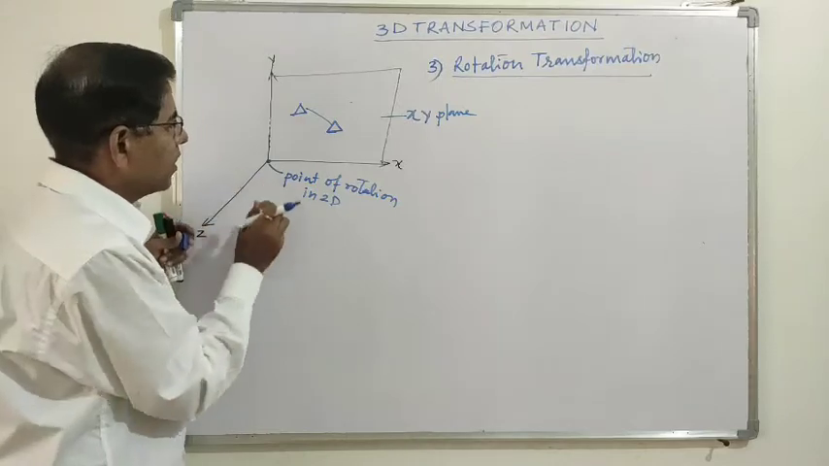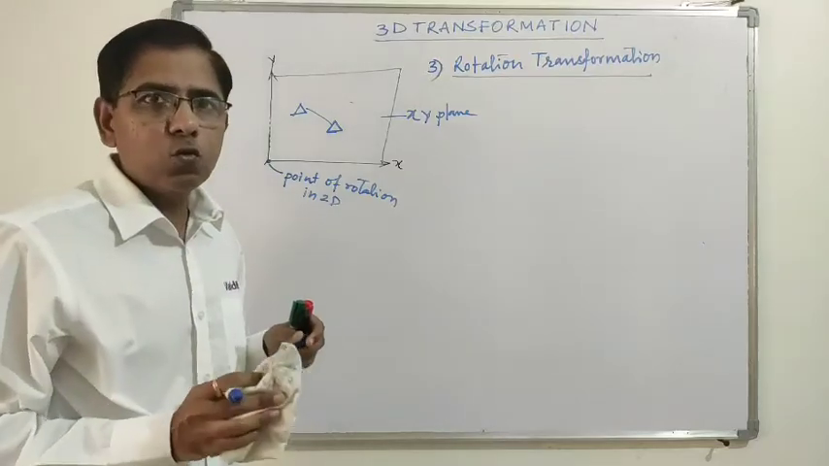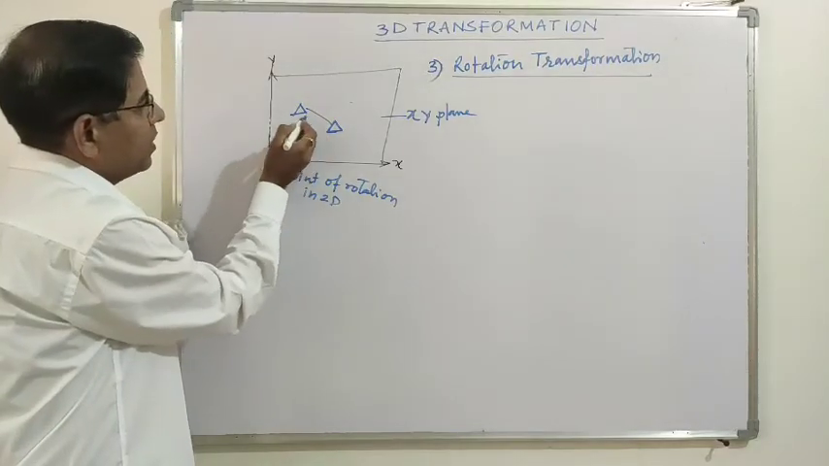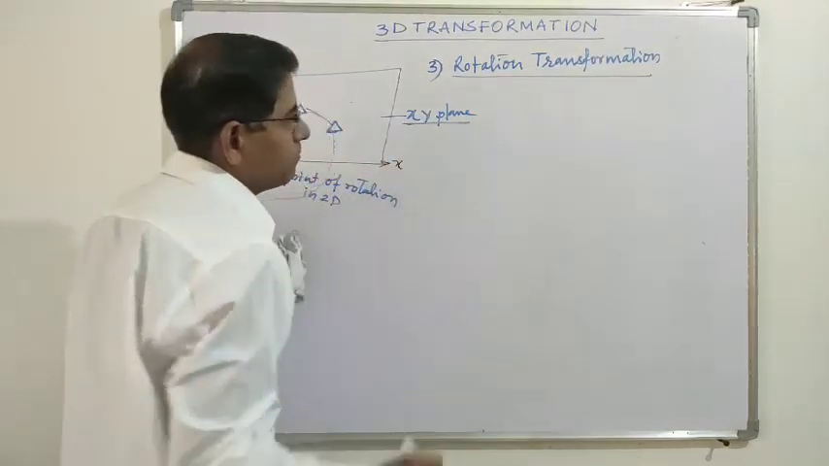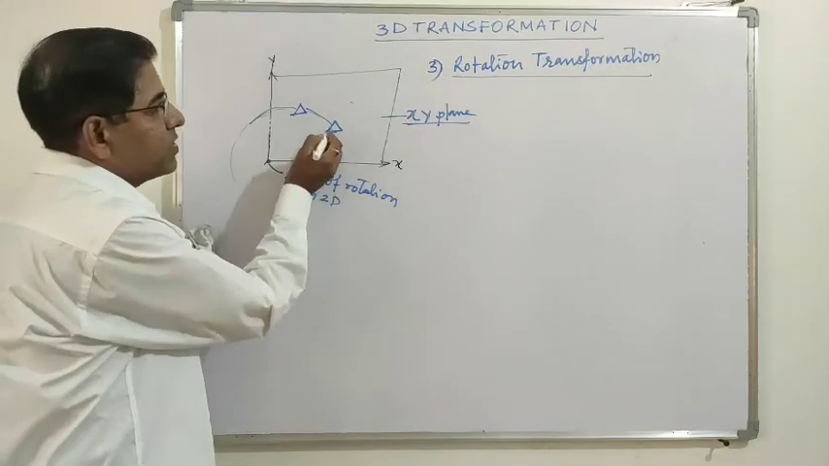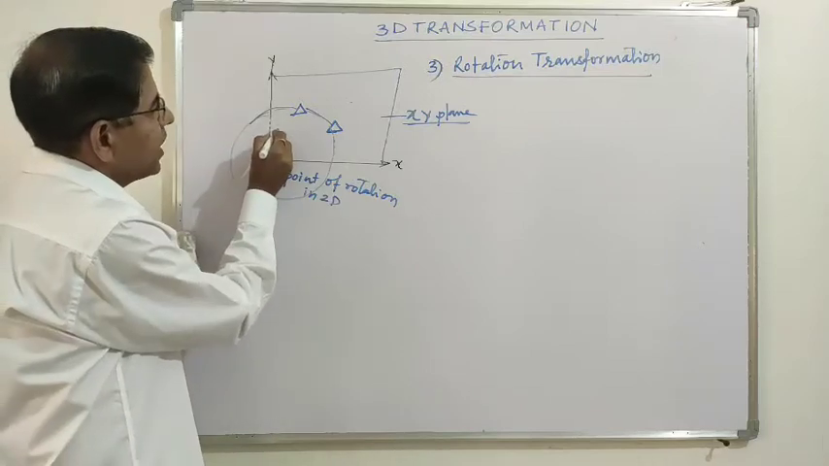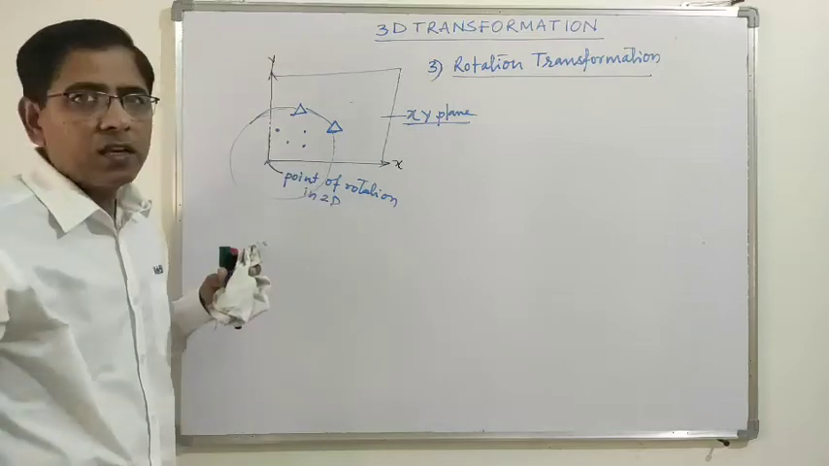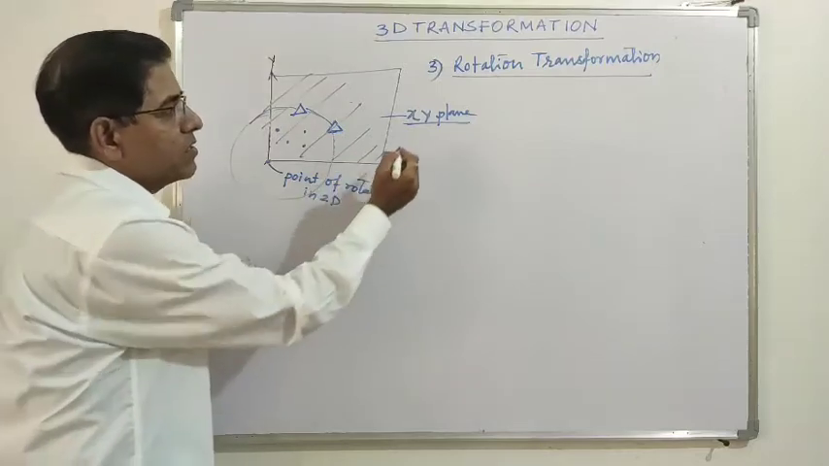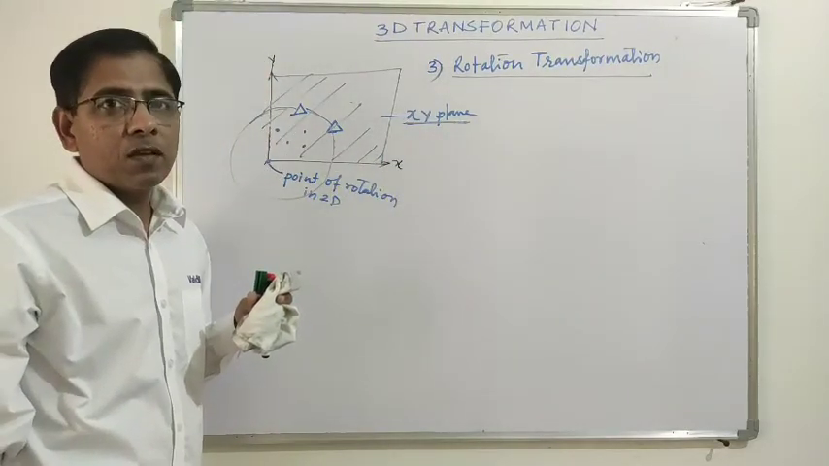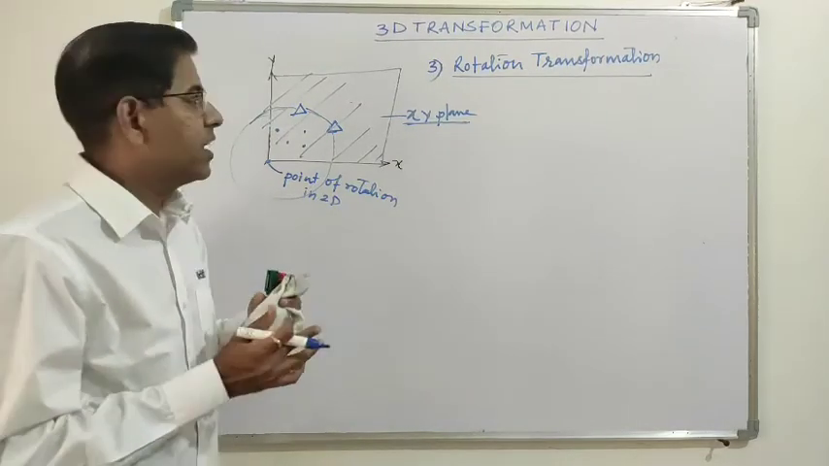Consider that there is no z axis and we are in 2D transformation. So in 2D transformation, the entire rotation was happening in xy plane, and to execute rotation we need a point of rotation. So the point of rotation can be origin, can be any arbitrary point, okay, but the entire rotation is happening in this xy plane only, okay.